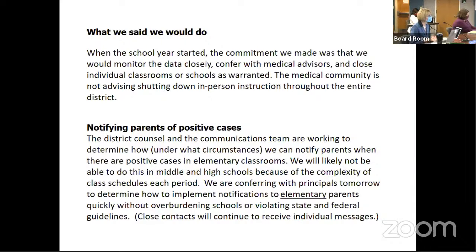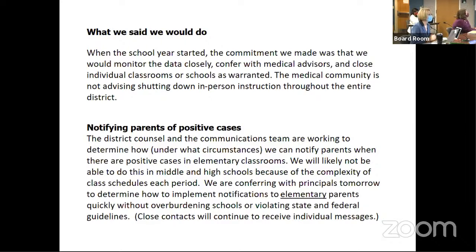We didn't want to announce it to the board and have our principals and teachers hear that and wonder what the implications were for them. But today we want parents to know, particularly parents of young children, that we are going to, as quickly as possible, begin notifying them if there's even one positive case. Why the change in our position?